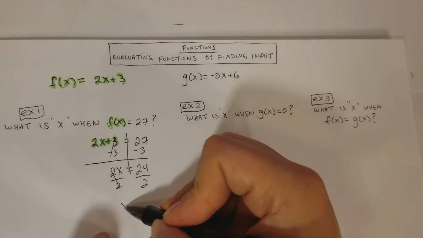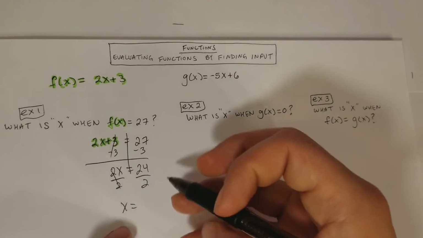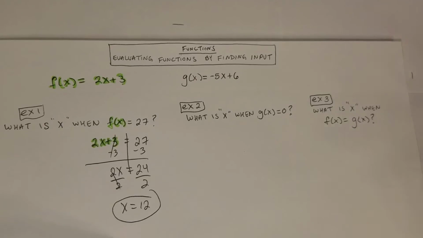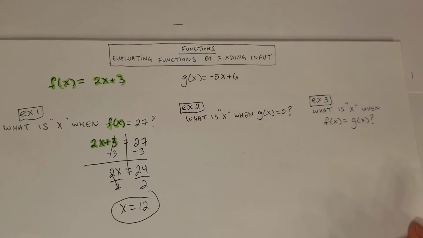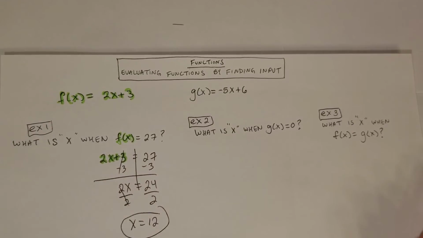And then you get your final answer for x, which is x is equal to half of 24, or 24 divided by 2, which is 12. Bam, so example number 1 is done. I hope it makes sense what we're doing here. So if f of x equals 27, then the input, or the x, is equal to 12.